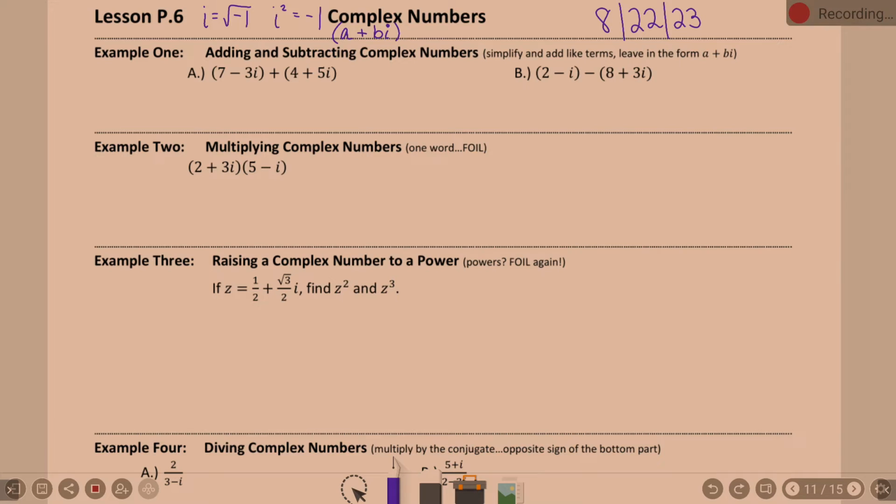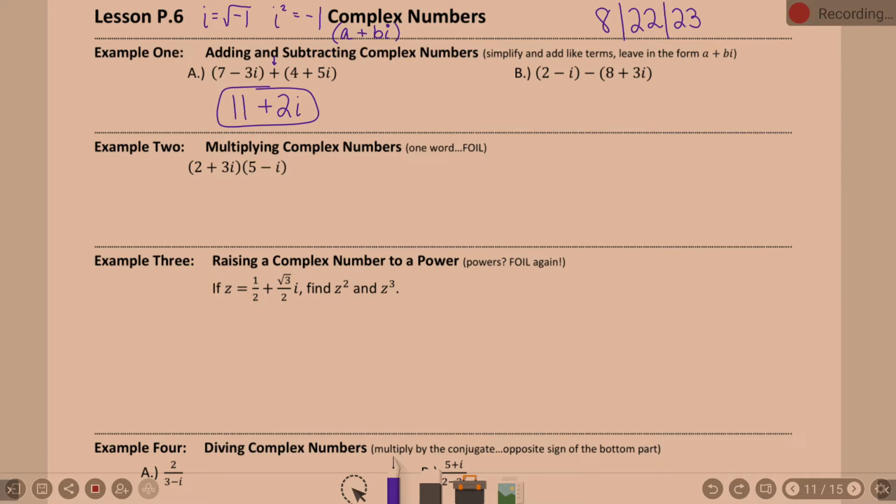So example 1, we're adding and subtracting complex numbers. Things like 7 minus 3i plus 4 plus 5i. Keep it basic. What do we do here? 7 plus 4 is 11. And -3i plus 5i is going to be 2i. So 11 plus 2i. There was an example of an addition problem.